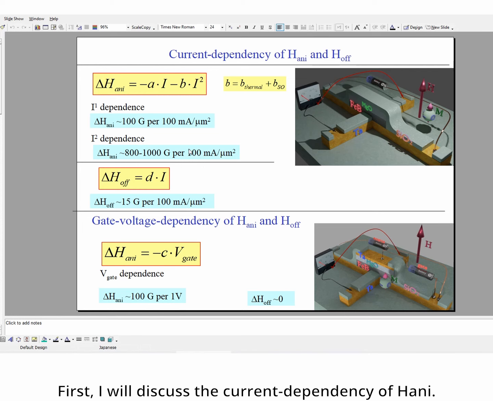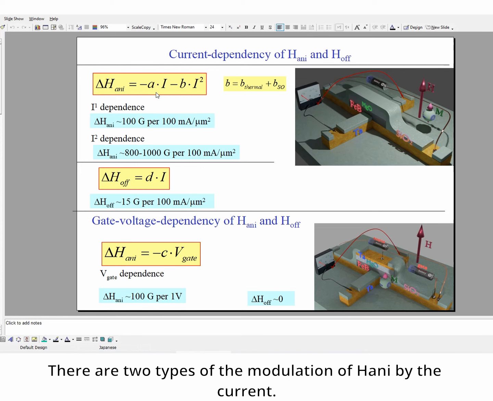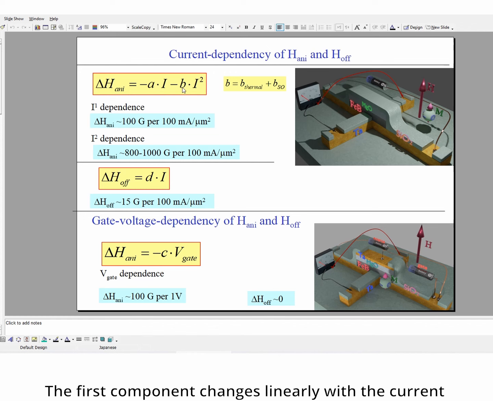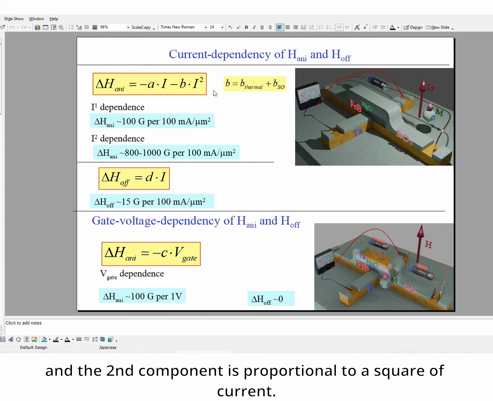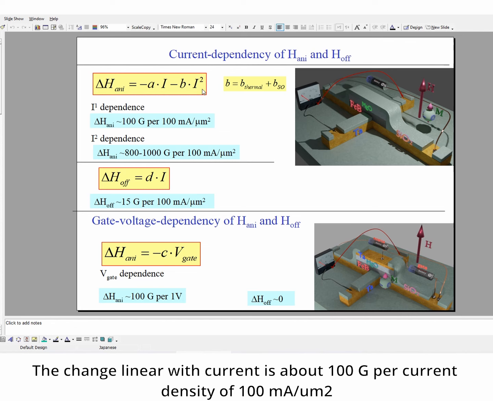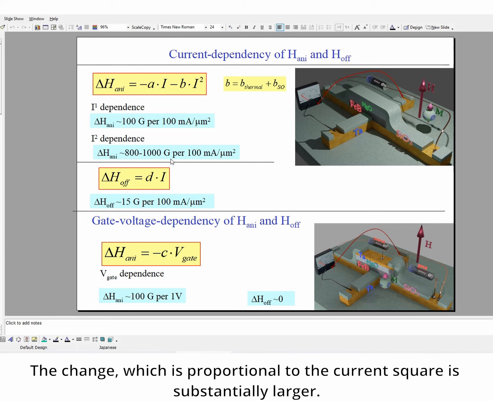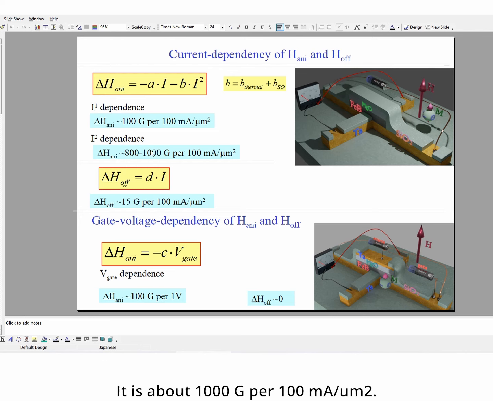First, I will discuss the current dependency of anisotropy field. There are two types of the modulation of anisotropy field by current. The first component changes linearly with the current, and the second component is proportional to the square of current. The change linear with current is about 100 Gauss per current density of 100 milliamps per square micrometer. The change which is proportional to current square is substantially larger. It's about 1000 Gauss per 100 milliamps per square micrometer.